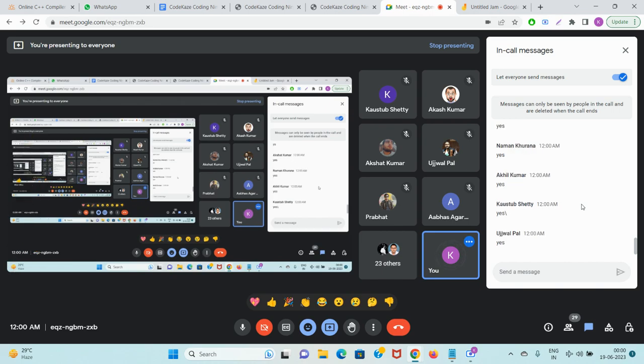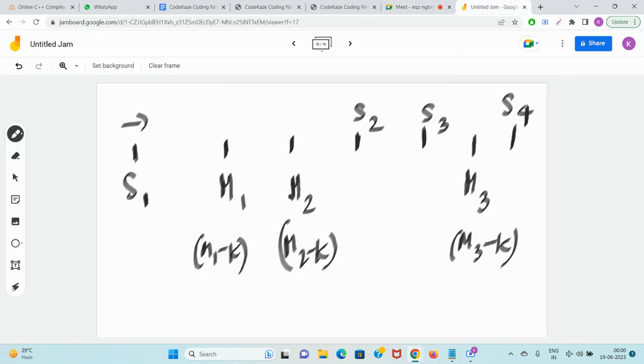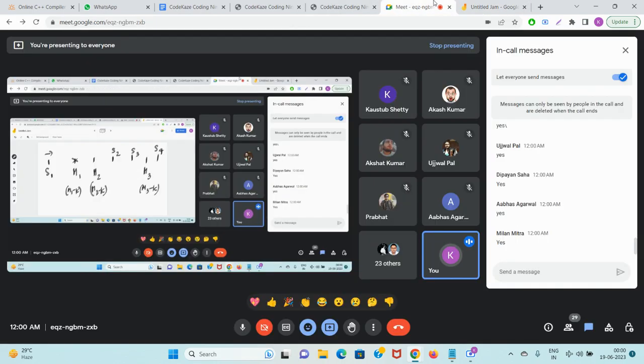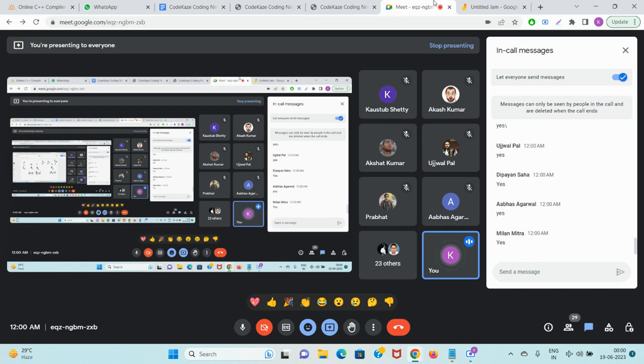Now tell me guys, let's assume that M1 minus K killed this monster. You have successfully solved it. Just assume that it got killed by that arrow. Someone write M1 killed, so that it goes in everyone's brain that M1 is killed.